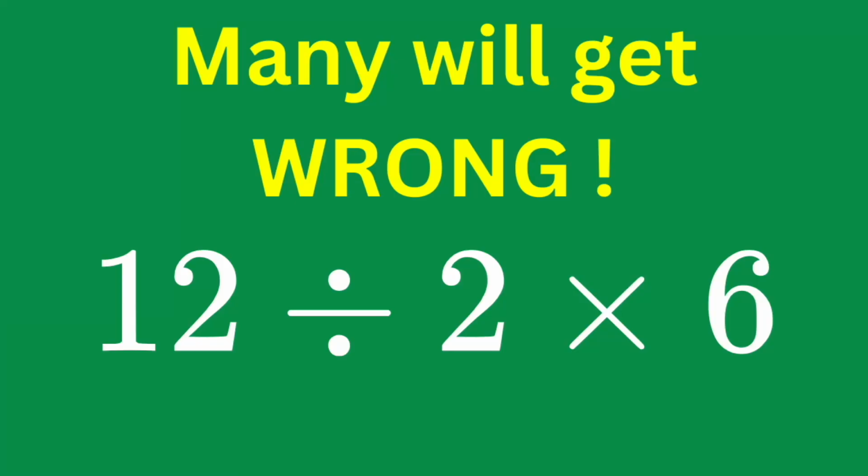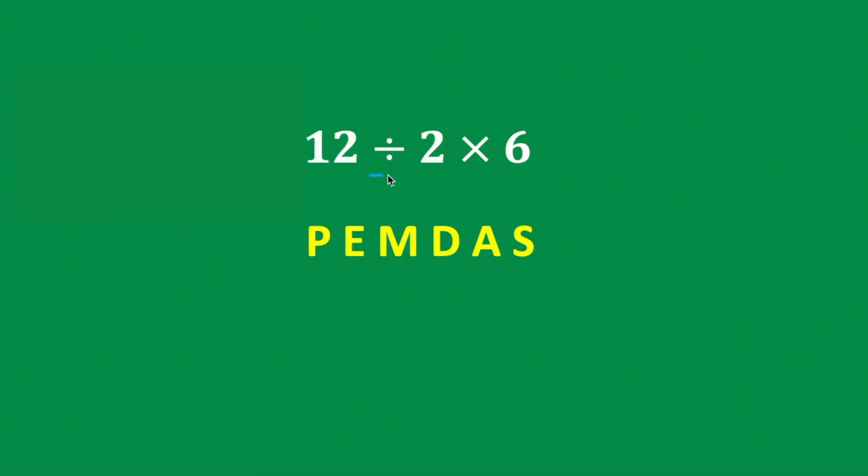Hi guys, so what's the right answer here? 12 divided by 2 times 6. So these two symbols, division and multiplication, are mathematical operations.